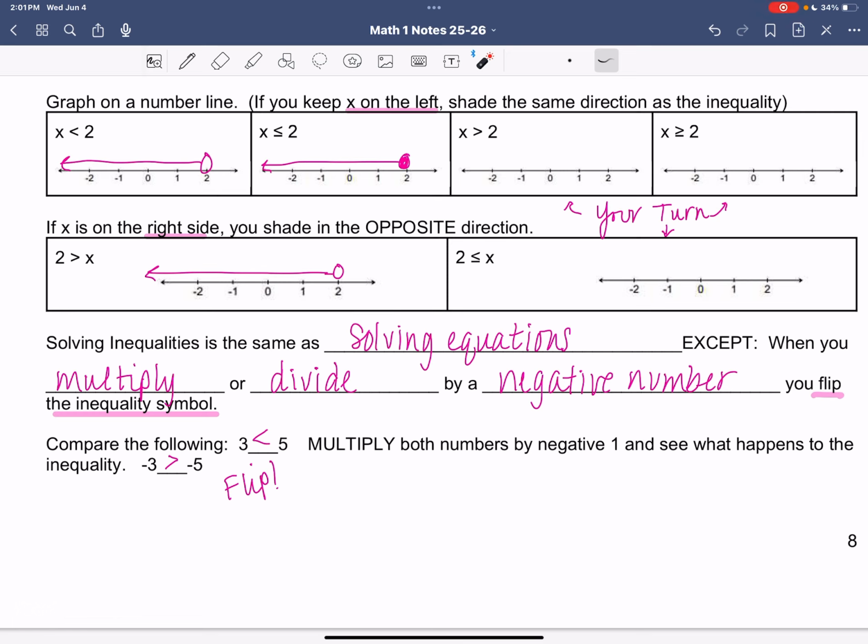So solving inequalities is the same as solving equations, except when you multiply or divide by a negative number, you have to flip the inequality symbol. Very important. All right, so if we were to have 3 is less than 5, and you were to multiply both by a -1, then you're going to get -3 is greater than -5. So that means we had to flip our signs. So whenever you multiply or divide by a negative, you have to flip.